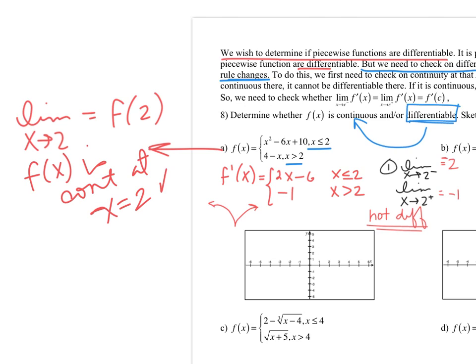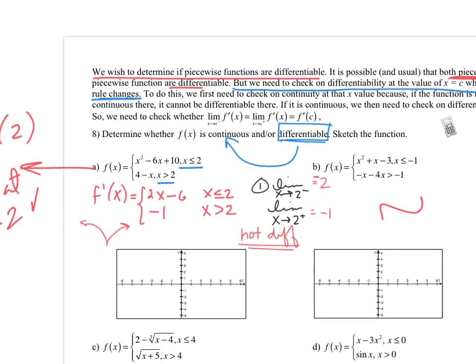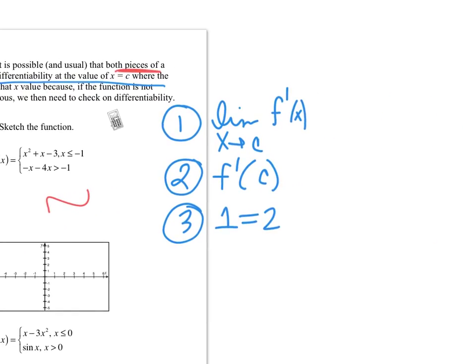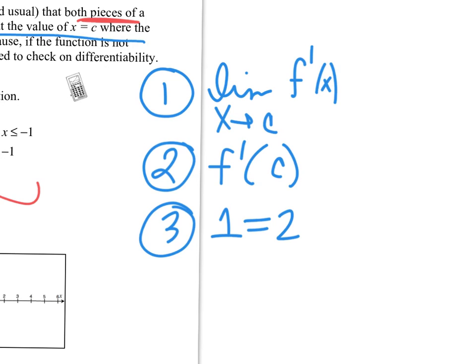Okay, it is continuous at x equals 2. Now we got to check differentiability. To check differentiability, we're going to apply the same rules, but to the derivative, because differentiability means that the derivative is smooth and continuous, that you can draw the graph of the derivative without lifting your pencil. Therefore, we have the same criteria, except on the derivative.